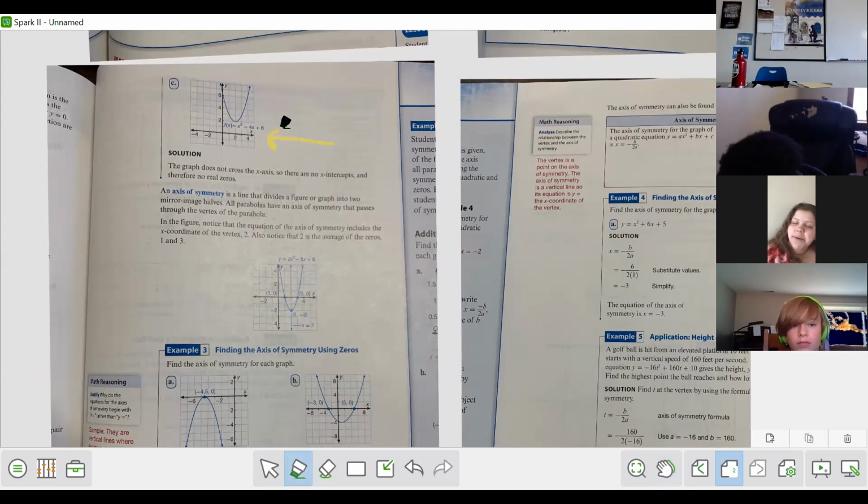Does that cross the x-axis? It doesn't. So there are no zeros. So in that particular case, we don't need to write down the zeros. They're not going to cross the y-axis.